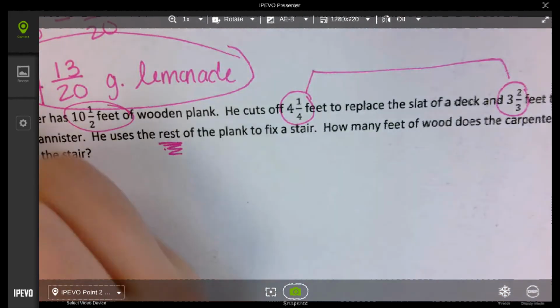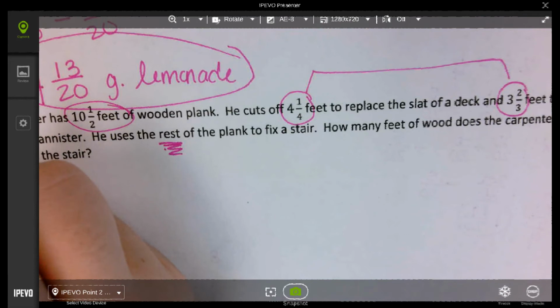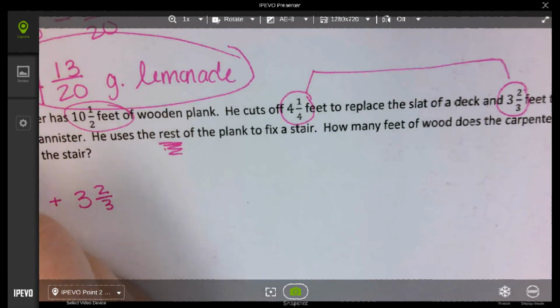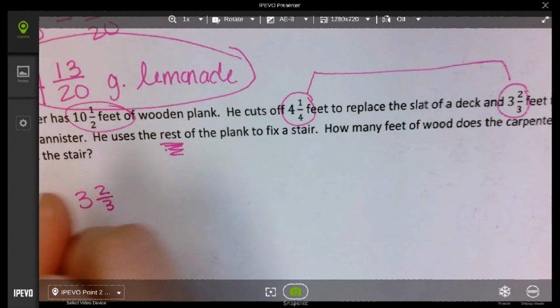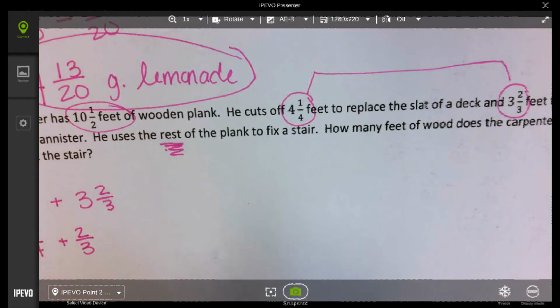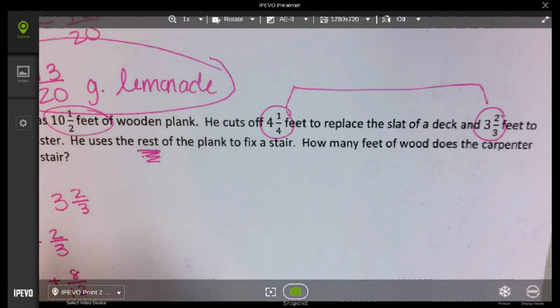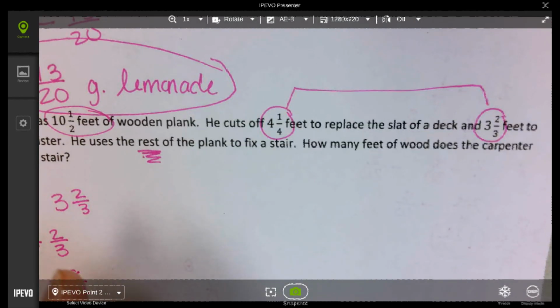All right, so 4 1/4 plus 3 2/3 is 7, and then 1/4 plus 2/3. With this, we can butterfly real quick. So I have 7 and 3/12 plus 8/12. So I have 7 and 11/12. And this is what's used so far.